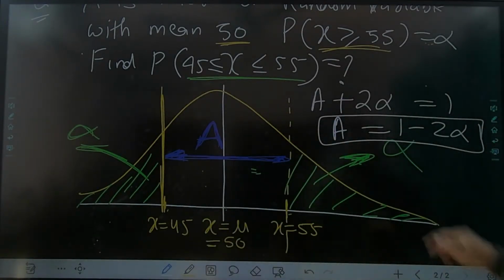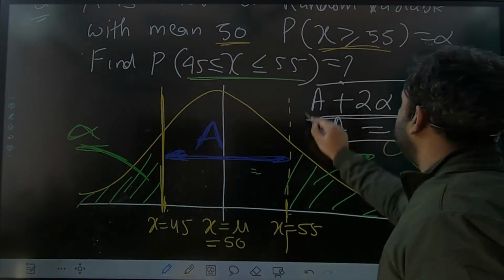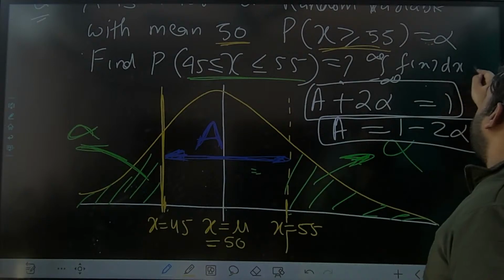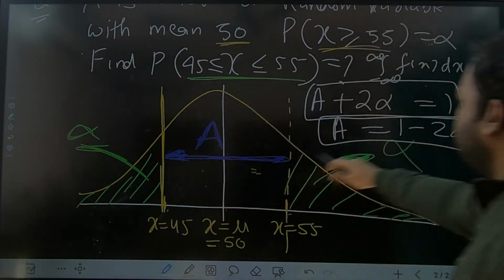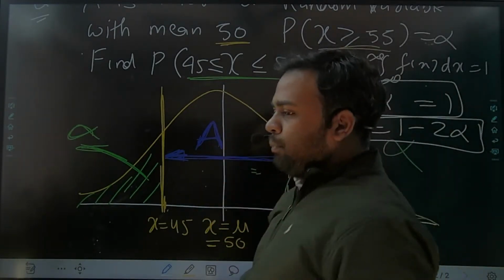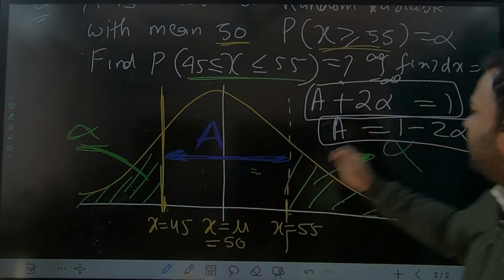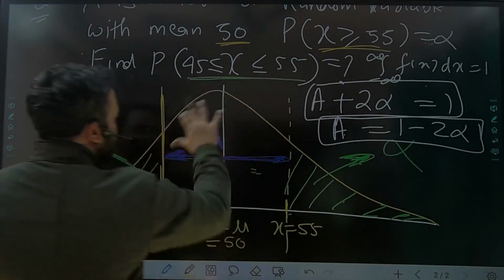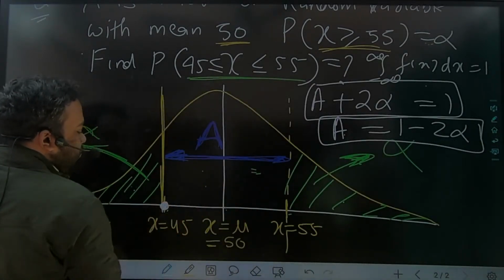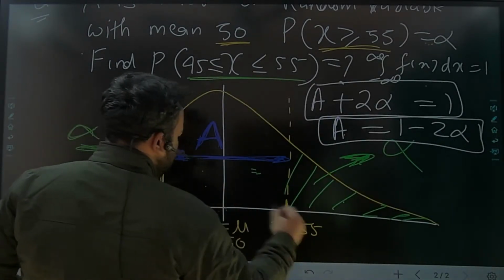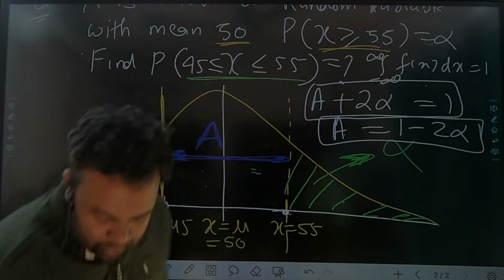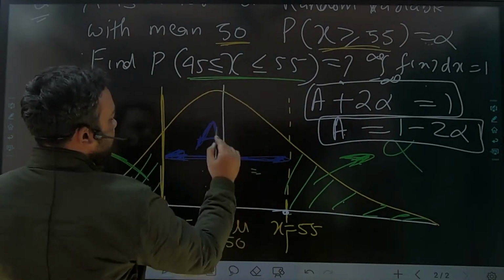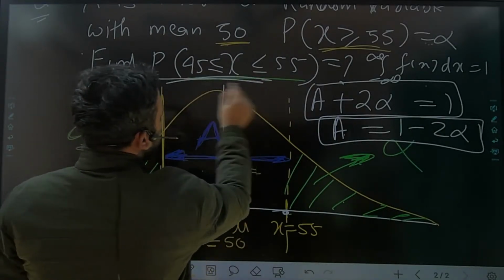So we have just used this concept: the integral from minus infinity to plus infinity of f of x dx is equal to 1. So the area under this complete curve will be equal to 1, and the total area sums up with alpha, this a, and that is equal to 1. So a is equal to 1 minus 2 alpha, and a is the area from 45 to 55. This area is nothing but the probability only. The area under this curve is the probability. So we have found the probability from 45 to 55.